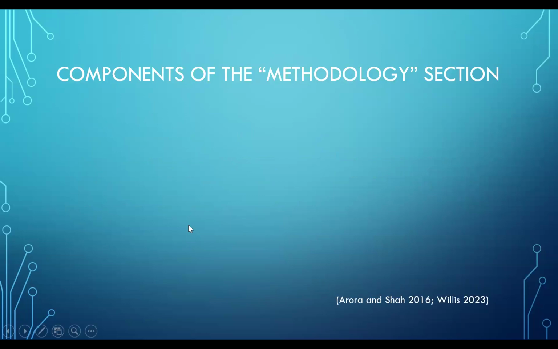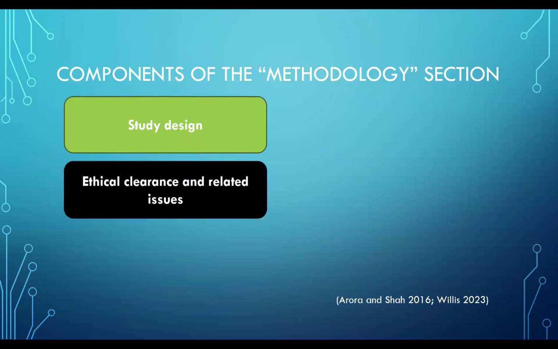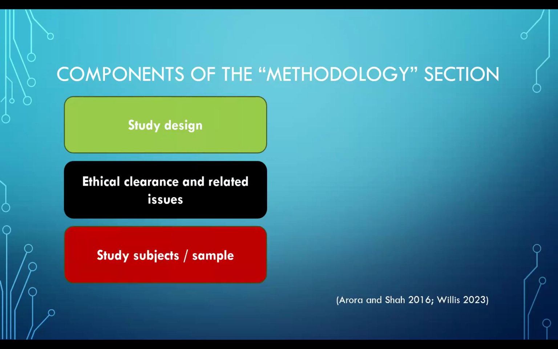So there are certain components of the methodology section. The first and foremost, the methodology section has to mention the study design. It has to give due coverage of ethical clearance and other related issues. It has to tell you who the study was done on. In other words, who were the study subjects or what was the study sample. It has to tell you what was done to that sample, whether any intervention was done for them or whether any assessments were done for them, whether any biological markers were measured in them.